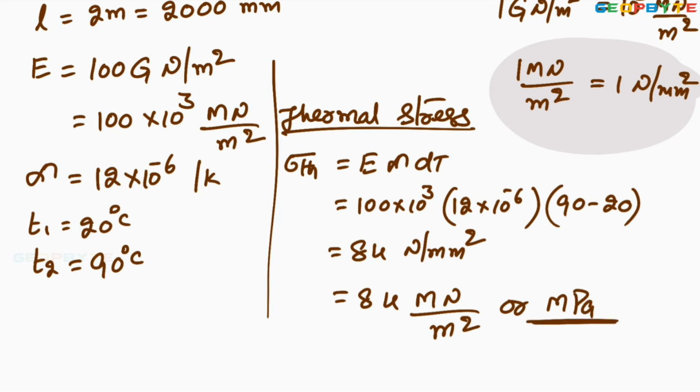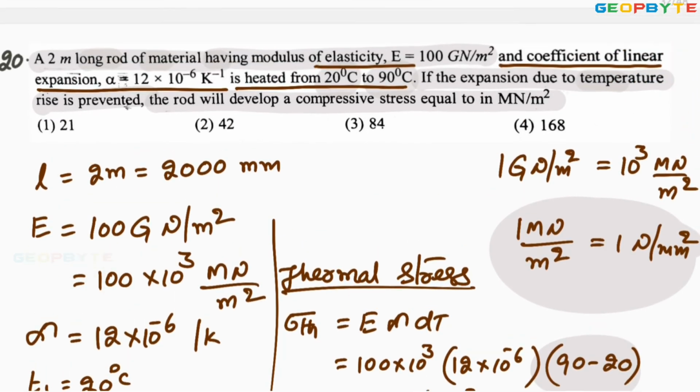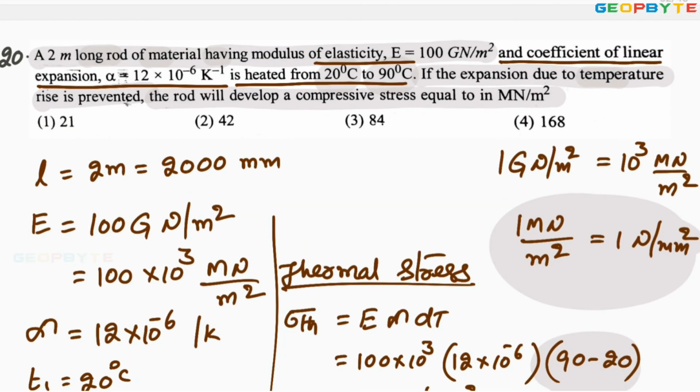That is the thermal stress induced due to rise in temperature from 20 degrees centigrade to 90 degrees centigrade. So 84 is the correct option. Look at the options. Look at the third option. The third option is 84 megapascal. Therefore, the third option is absolutely correct. I hope you got my point.